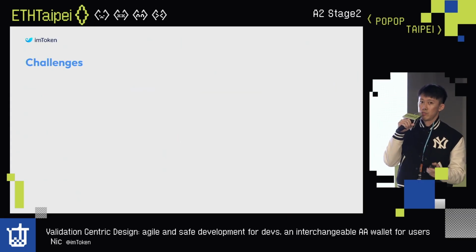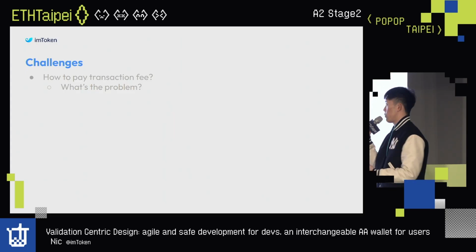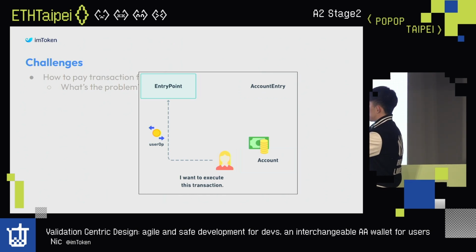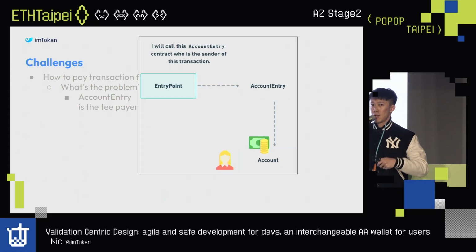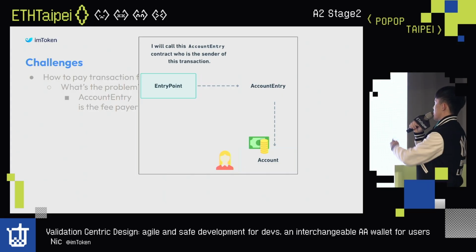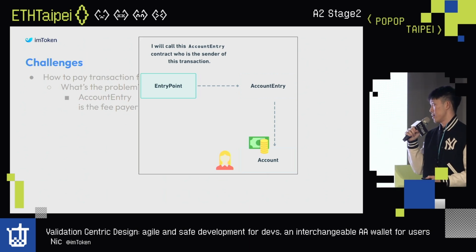Okay, so there are also some challenges that come with the design. The first one is how do we pay the transaction fee? You might wonder what the problem is. The user Alice sends a transaction to the account abstraction system, to the entry point contract. You can consider the entry point contract as the operating system contract for the account abstraction system. So you will send a transaction to the entry point, but the entry point contract will only recognize the account entry contract instead of the account contract. So obviously, the account entry contract now has to pay the fee, because that's the only entity that the entry point recognizes.